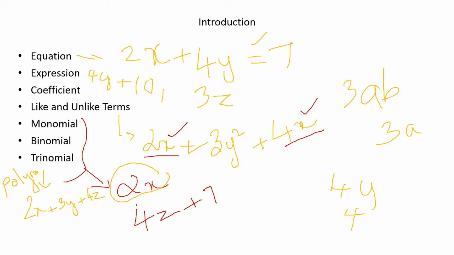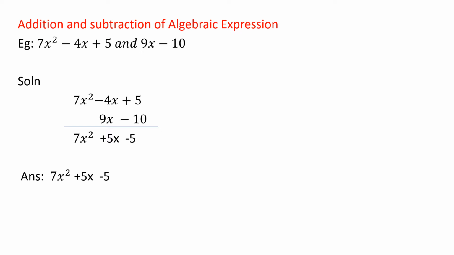Okay. Now let's do the calculation part. How to do addition and subtraction in an equation. So, addition and subtraction of algebraic expressions. Usually how will you do it? This is the row method, right? Usually, in the previous year, you have learned it like this.